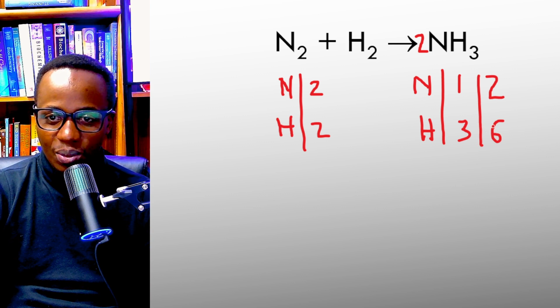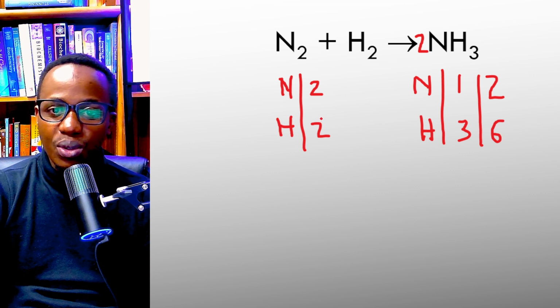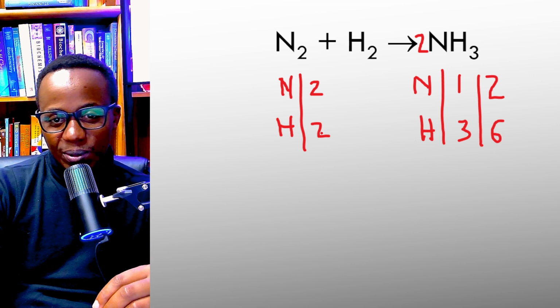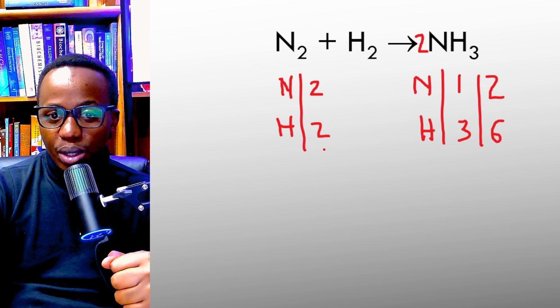All right, so are we done? No, we are not, because you have 2 here, that's nitrogen, but for hydrogen, you have 6 here, and then you have 2. Well, if you have 6 on this side and 2 on this side, what can we do to make them equal? It's easy, right? You multiply by 3 on this side.